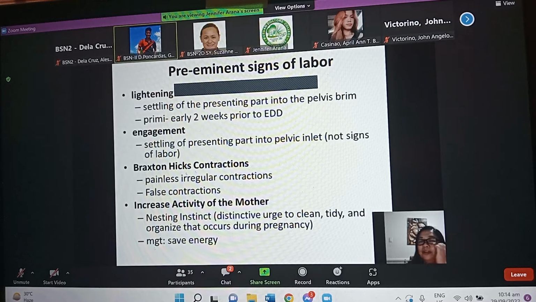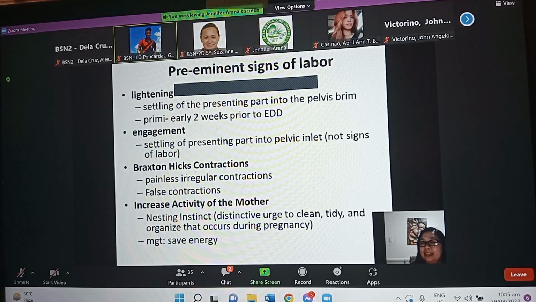Okay, let us now go to the preeminent signs of labor, kumbaga warning signs of labor. We have lightening. Lightening is the settling of the presenting part into the pelvic brim. Usually, the woman feels this as a shooting pain radiating to the legs, causing urinary frequency.